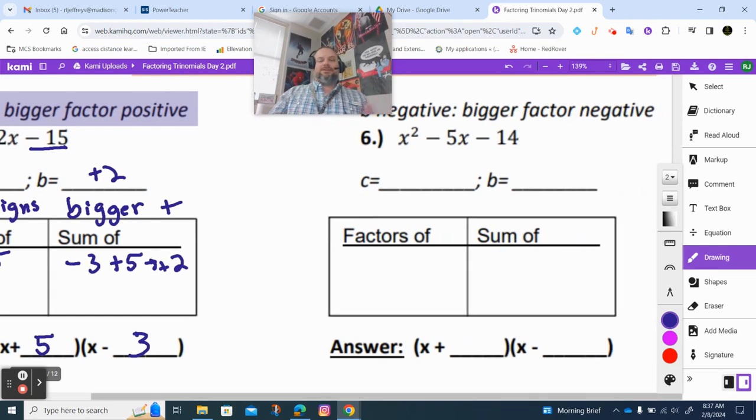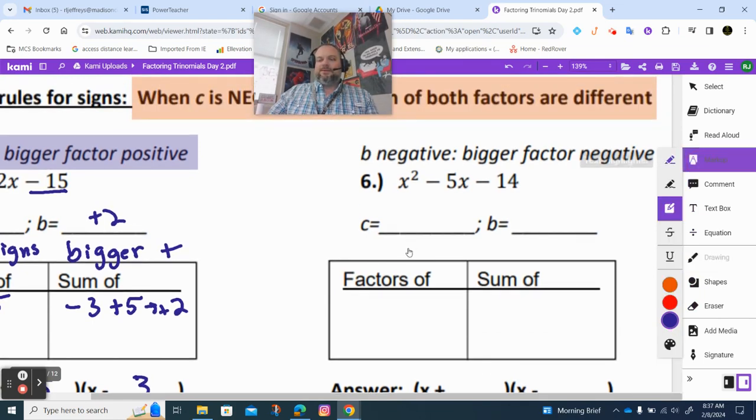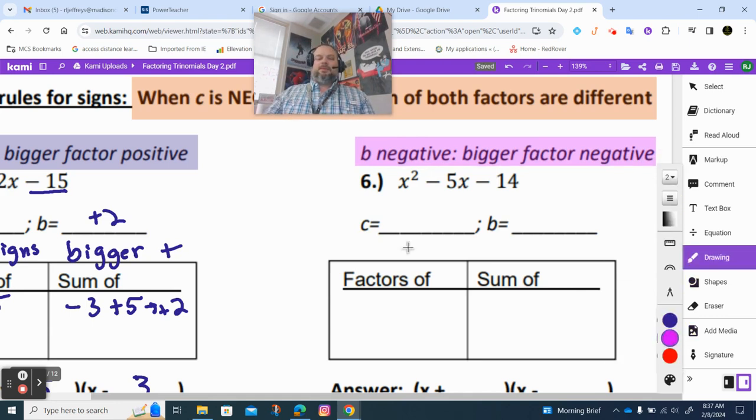So let's look at this one. On this one, let's get a different color. I don't want to do brown. When B is negative, the bigger factor is negative. Okay. So our C is negative 14.